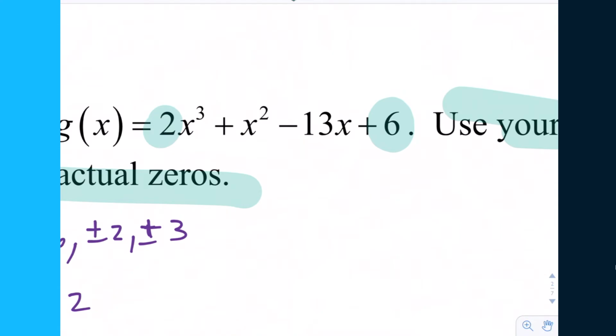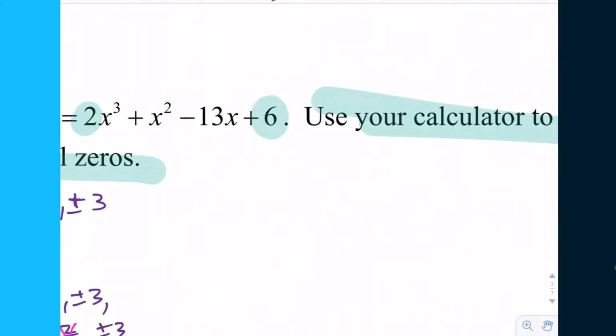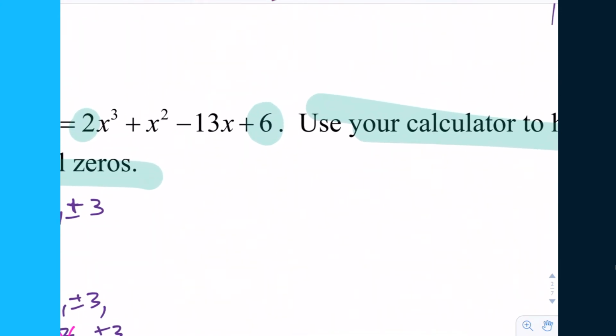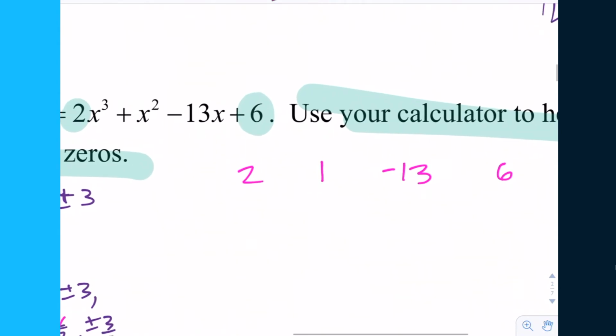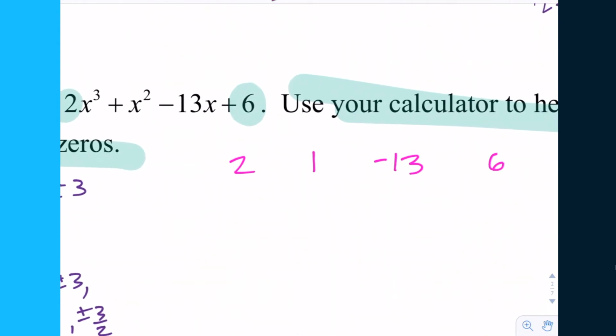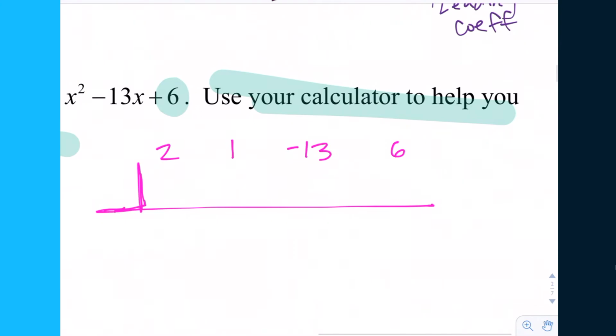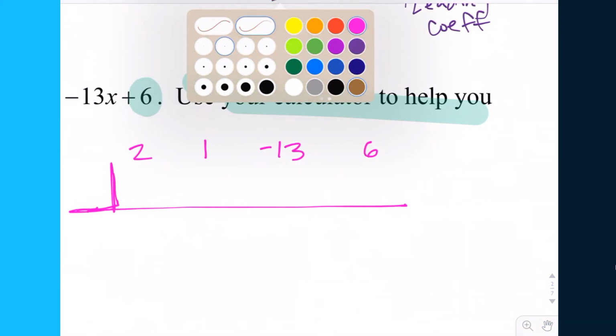Okay? Now we got to try them out. So now we have to list our coefficients in descending order. So here's where all of them come into play. We're going to have a 2x cubed, a 1x squared, a negative 13x, and a 6. So now you write all your coefficients in descending order. None of them are missing, and they're all in descending order. Now leave a little bit of space here because now we're going to be doing trial and error. It says to use a calculator to narrow it down, but I don't want to because that spoils all the fun. Let's use synthetic division.